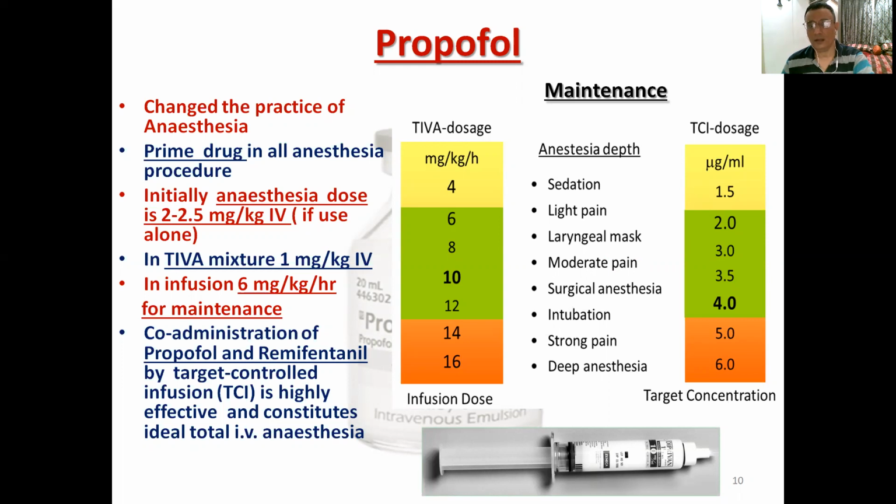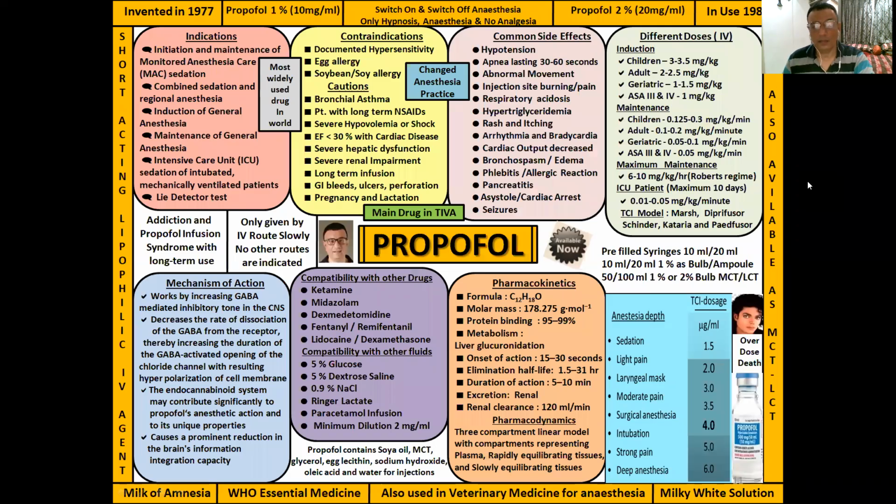On the right side, there are dose schedules of propofol in TIVA dose and TCI dose. So there are 4, 6, 8, 10, 12, 14, and 16, corresponding to sedation, light pain, laryngeal mask, moderate pain, surgical anesthesia, intubation, and strong pain or deep anesthesia. Now I'm going to show you many infographics in this lecture, and this one is regarding propofol.